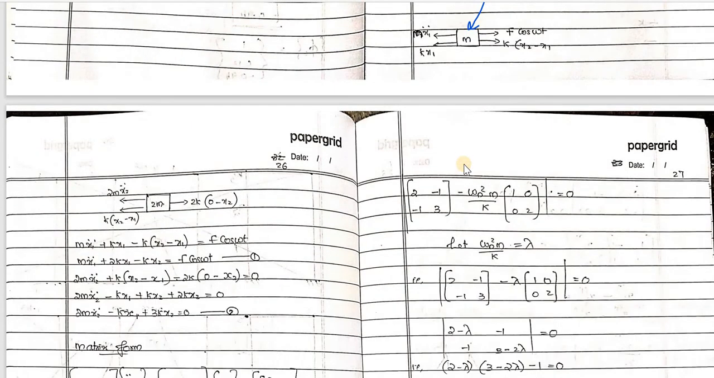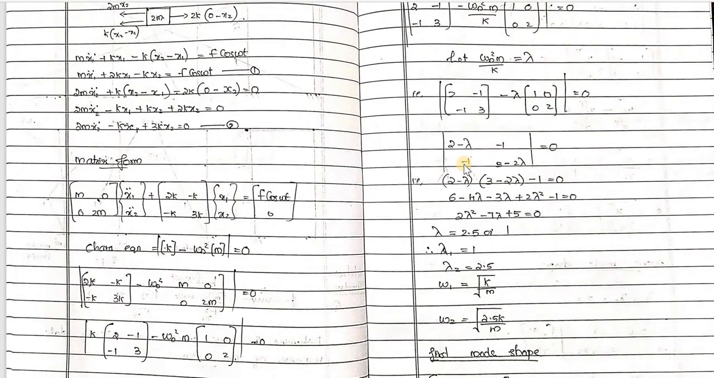So here I will be getting two equations. I am converting those equations into matrix form: m 0 0 m2 into x1. The k value here, we have found out. So this will be my matrix equation. That is the first thing.